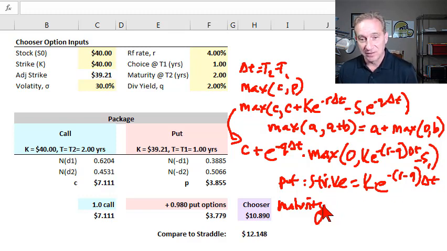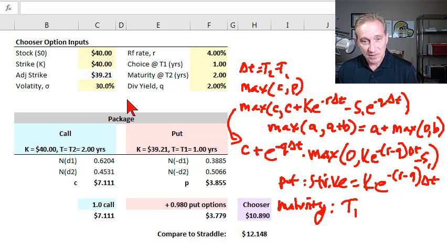And for a similar reason, because we're pricing at time 0, the maturity may be counterintuitive at first. When I first look at it, the maturity here is T1. So that max function gives us a put option, or in my case, 0.980 put options because the dividend is 2%. What I've done with the package, with the model, with the spreadsheet here, is price these options under these assumptions. For the call, I've got typically N(d1) and N(d2), the standard normal cumulative distribution function, solving for the call.